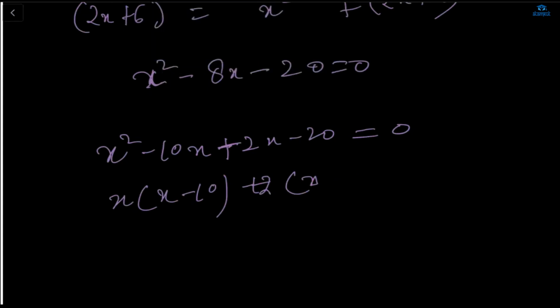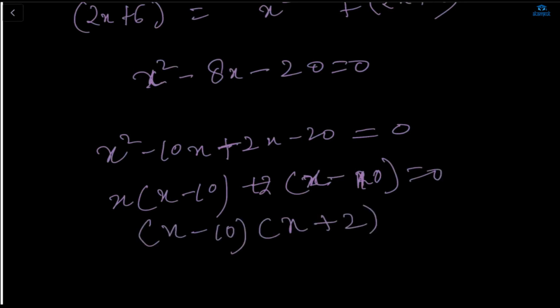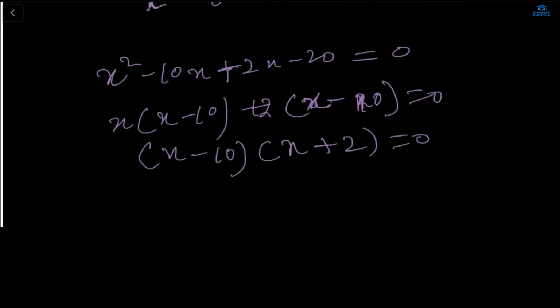And try to do it with the quadratic formula also. It may come in your exam that you have to do it with the quadratic formula, so you should know, okay? I know that we find the discriminant, b square minus 4ac, and then x equals minus b plus or minus root of D divided by 2a. x is equal to 10 and x is equal to minus 2.